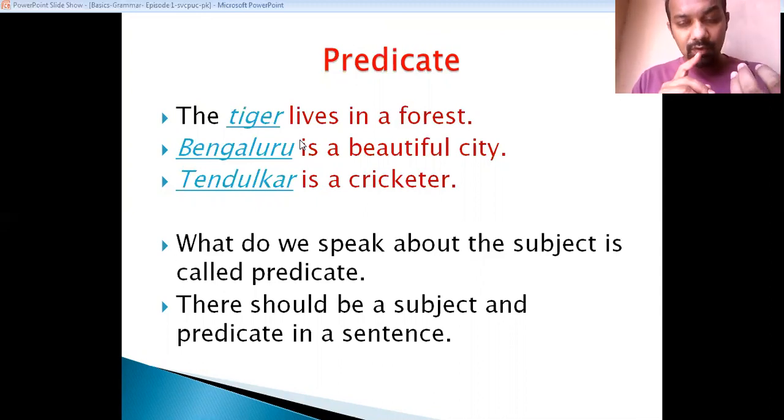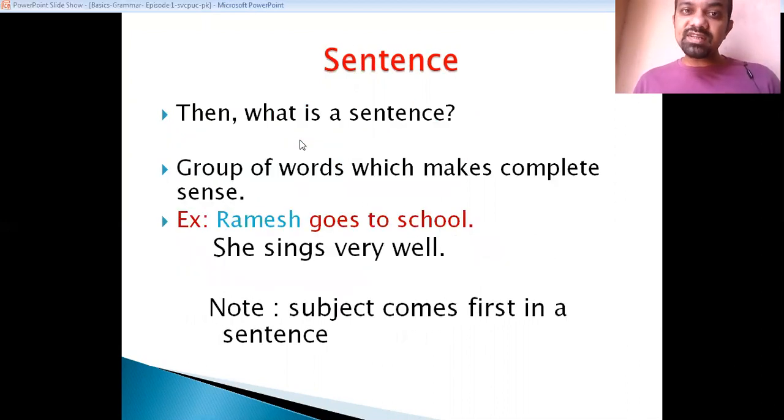So, we learnt about subject and predicate. There should be a subject and predicate in a sentence. Then what is a sentence? A sentence is a group of words which makes complete sense. Ramesh goes to school. Ramesh itself does not make a sentence. Goes to school does not make a sentence.